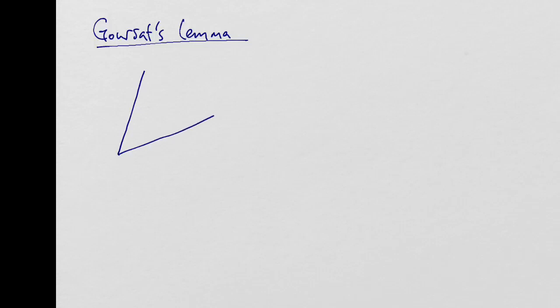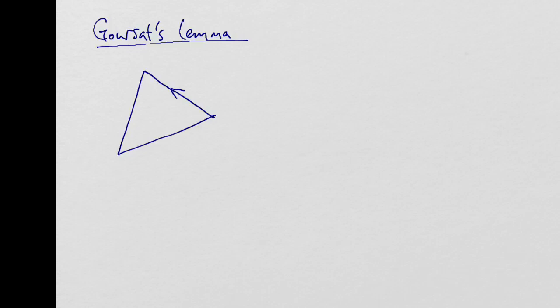In this video, I'm going to talk about Goursat's lemma. So let's remind ourselves what the statement of this is. We have some path, which is a triangle. We have 3 points, 1, 2, 3. So there's my path going around in a triangle. It's a closed, simple path, so it joins up at the end and it doesn't cross itself.